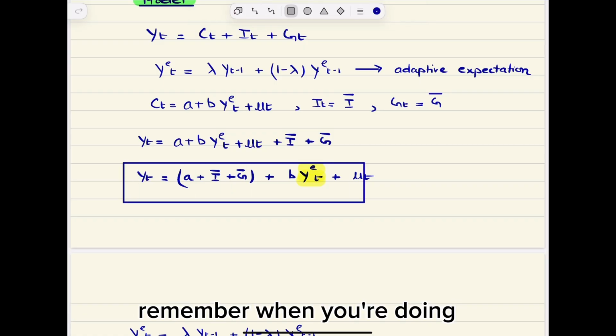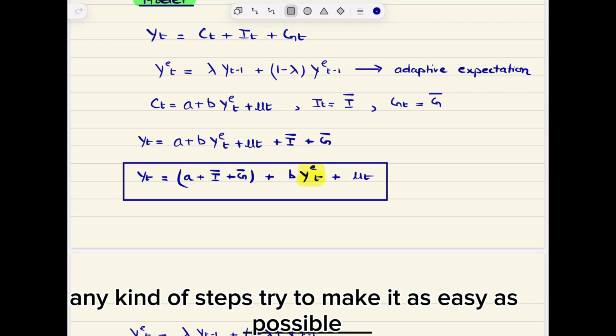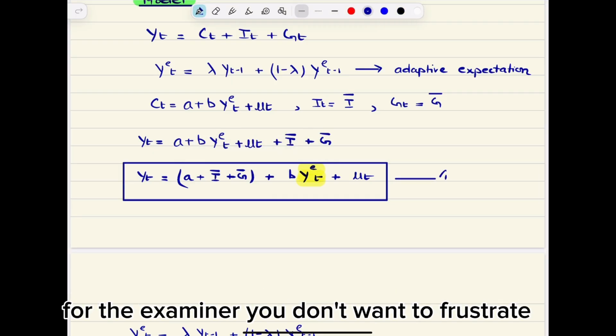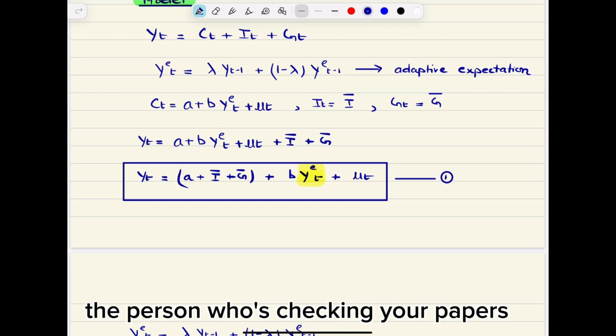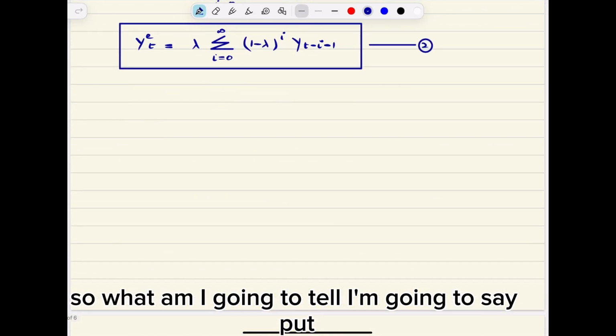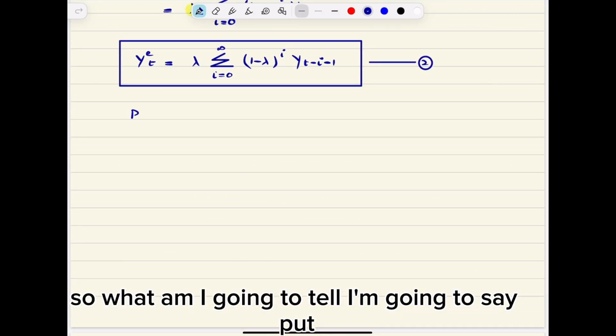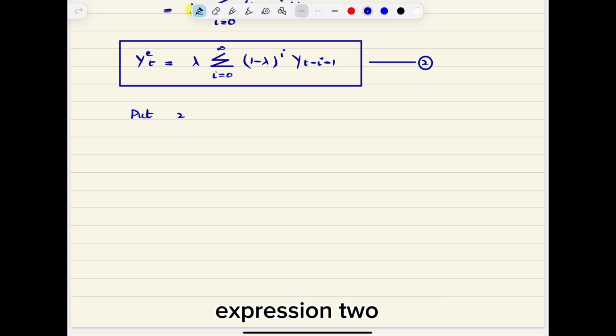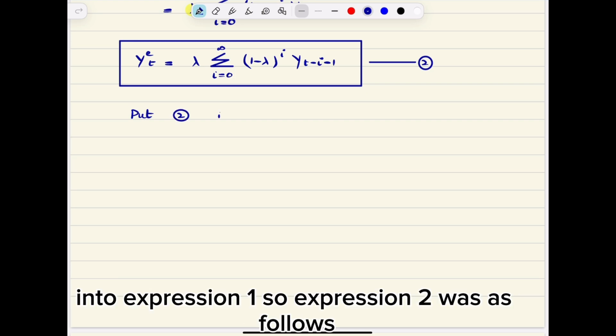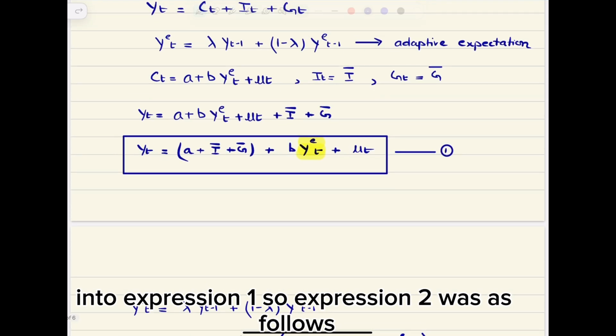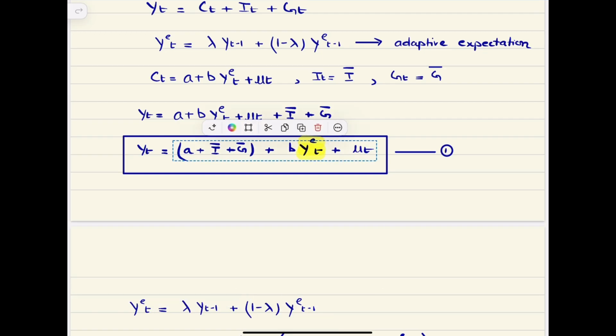Remember, when you're doing any kind of steps, try to make it as easy as possible for the examiner. You don't want to frustrate the person who's checking your papers. So what am I going to do? I'm going to say put expression 2 into expression 1. So expression 2 was as follows, right?